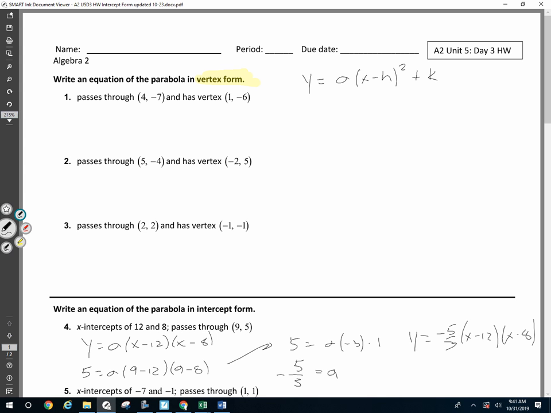All right? If it passes through 4, negative 7, has a vertex of 1, negative 6, well, immediately I can find the vertex is at x equals positive 1. So minus 1 will make that vertex positive 1, and I'll shift it to the right. And then minus 6 will give me that y, that k. Remember, this is like the h, this is the k. Passes through the point 4, negative 7. We've done this. We did this on our last quiz. Plug in negative 7 for y. Plug in 4 for x.